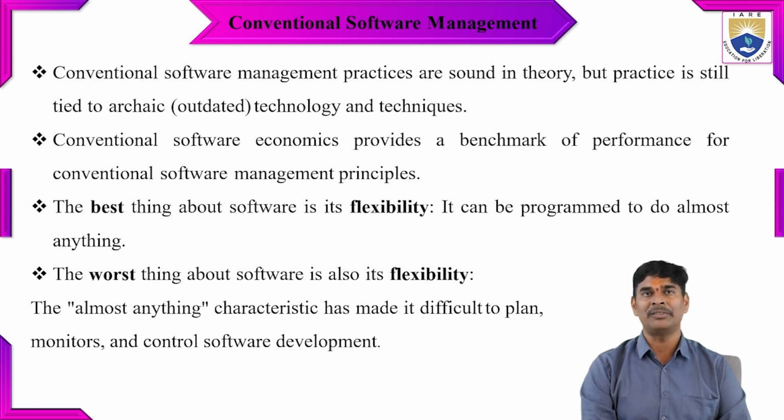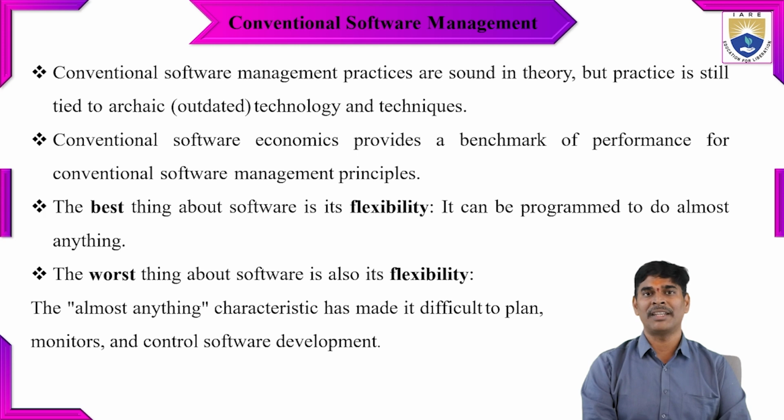But practically, when we discuss this conventional software management, we are outdated about the different types of techniques and technology that we are using. It means we are using only the old techniques in conventional software management. So conventional software economics provides a benchmark of performance for conventional software management principles. We have two types of things: one is best and another is worst.